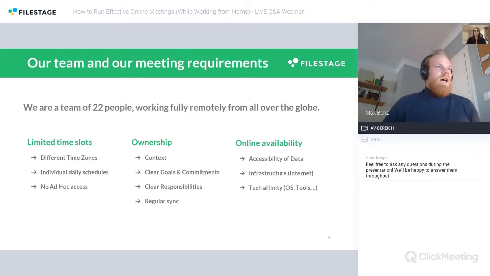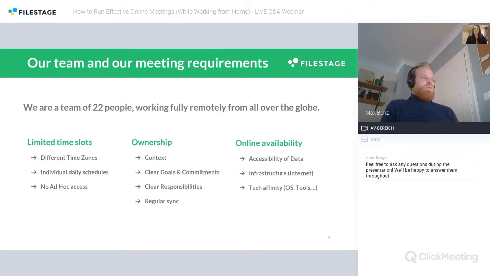Okay, our team and our meeting requirements. Like I said, we're a team of 22 people working fully remotely from all over the globe. Based on that, we have to deal with some special things. One is limited time slots. We're working from different time zones, and everyone has an individual daily schedule. We have people that have babies, people that have dogs, and some people like to go to the gym in between. We have birds, we have owls. All these things together limit the time slots in which everyone is available and in which we can have calls and meetings.